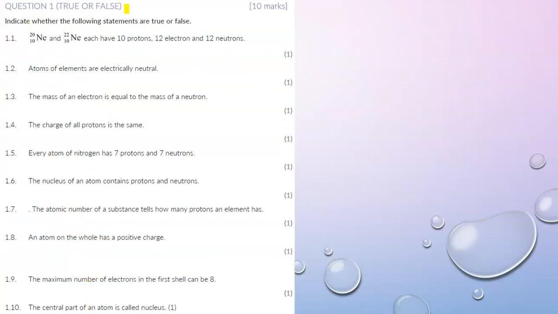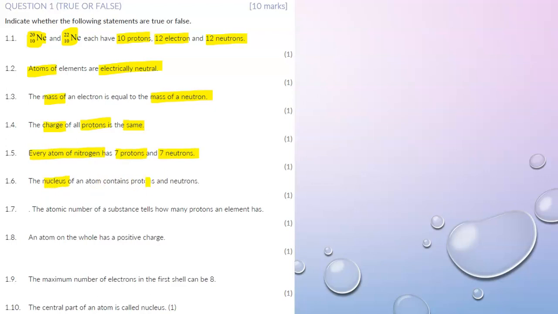So question 1 is true or false. Indicate whether the following statements are true or false. Now they give us information about neon, and they say that neon has 10 protons, 12 electrons, and 12 neutrons. Okay, so we'll figure that one out in a second. Atoms of elements are electrically neutral. The mass of an atom is equal to the mass of a neutron. The charge of all protons are the same. Every atom of nitrogen has 7 protons and 7 neutrons.